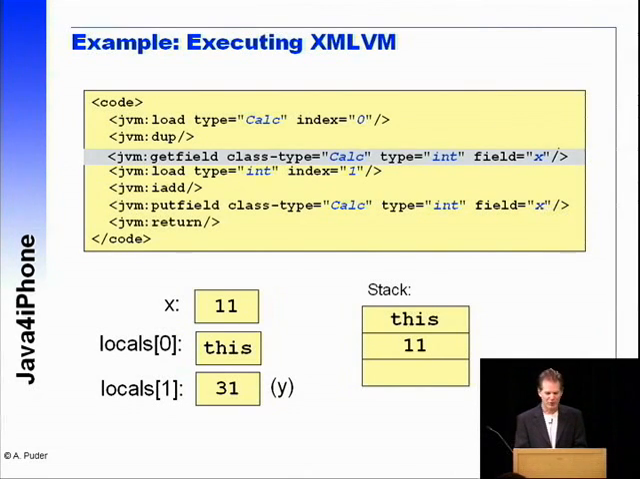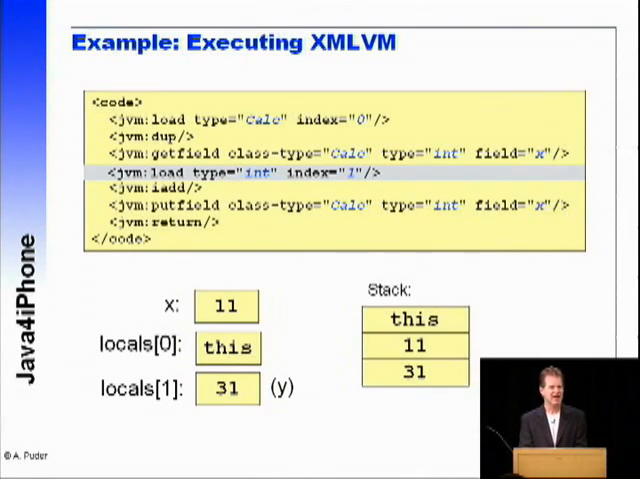Then we have another load instruction. So load index 1 will push locals index 1 onto the stack. And that is now the actual parameter, so that is what we are passing to the method. And so now we will push 31 onto the stack. So now we actually have the maximum stack size that we need for this particular method.